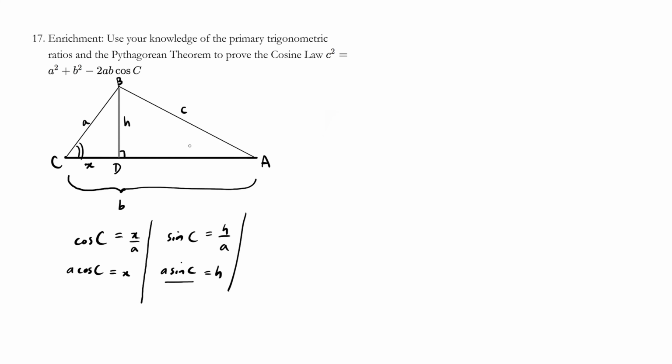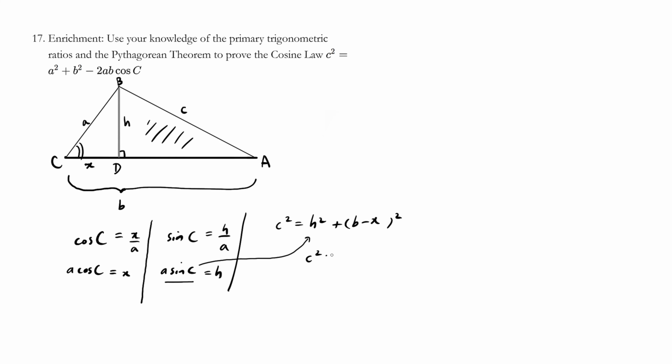Now let's use the Pythagorean theorem on this right triangle here. We have c squared equals h squared plus this length here squared. And this length here happens to be b minus x. So we're going to substitute h into here.